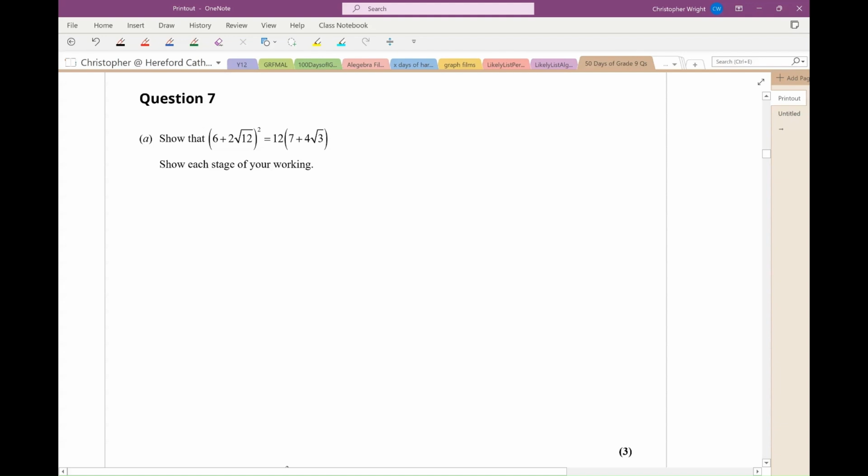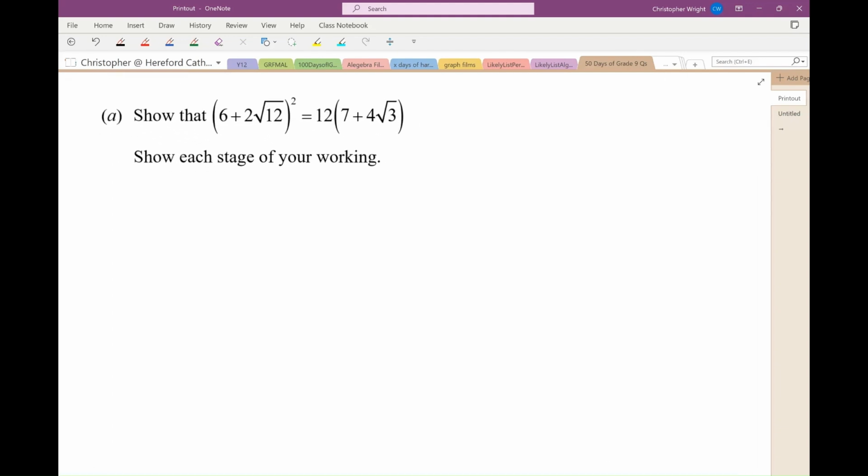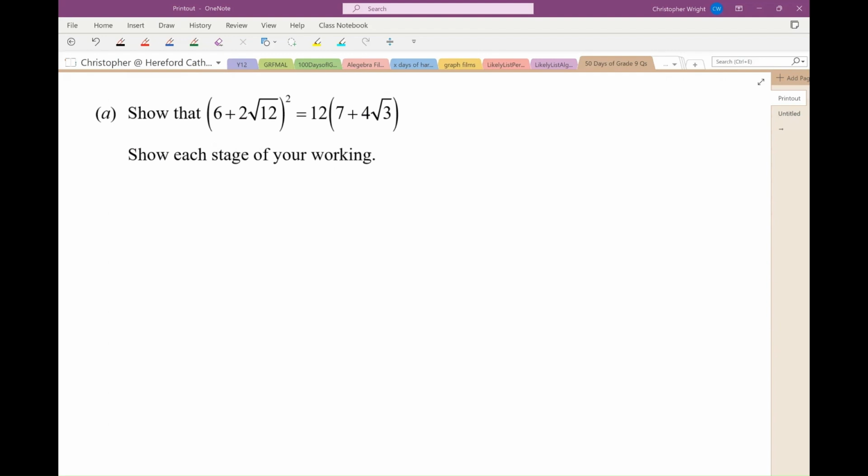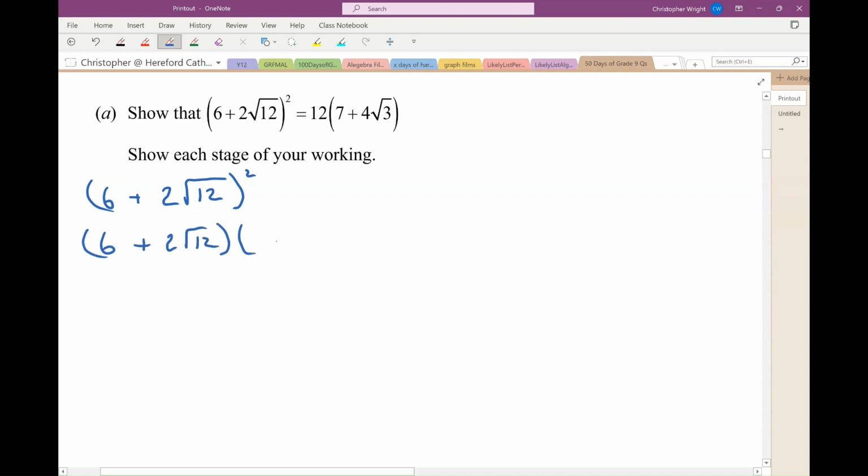Question 7. Looks like we're dealing with surds here. Show that the left-hand side equals the right-hand side. Show each stage of your working. Well, let's take this left-hand side then, and let's simplify it and see if we can't get the right-hand side as our answer. Okay, right, now, to start with, let's write that like this, and then expand the brackets. See what happens.